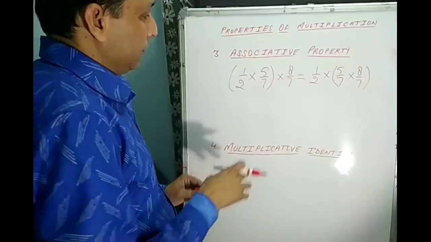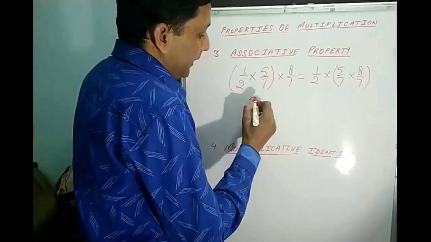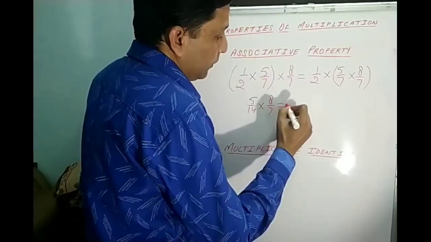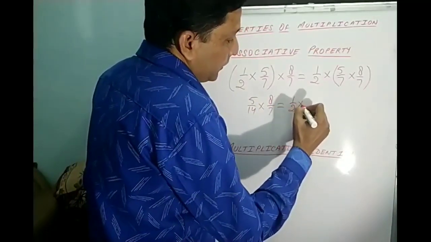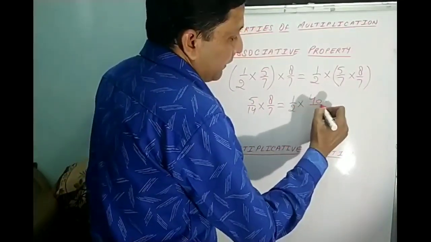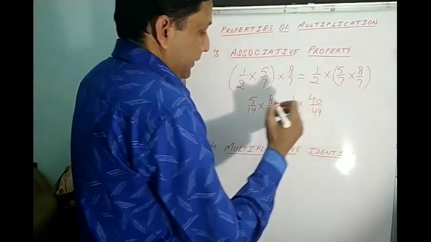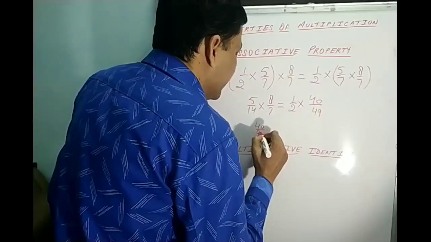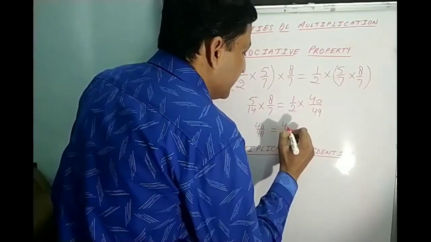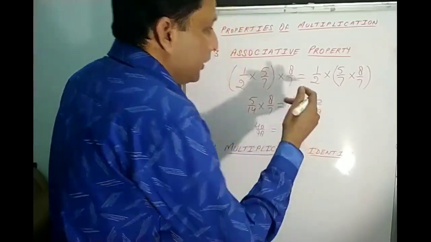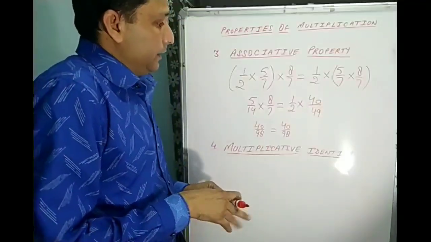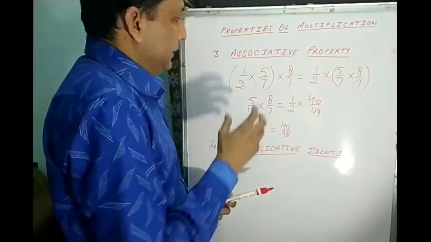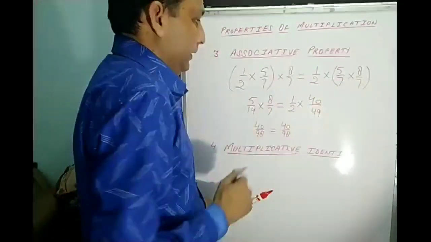Now first of all we will solve the bracket. 5 1s are 5, 7 2s are 14 into 8 upon 7 is equal to 1 upon 2 into 8 5s are 40, 7 7s are 49. Now here after multiplying we will get 40 upon 98 is equal to 40 upon 98. So here you can see that the value of the left hand side is equal to the value of the right hand side. This property is known as associative property.